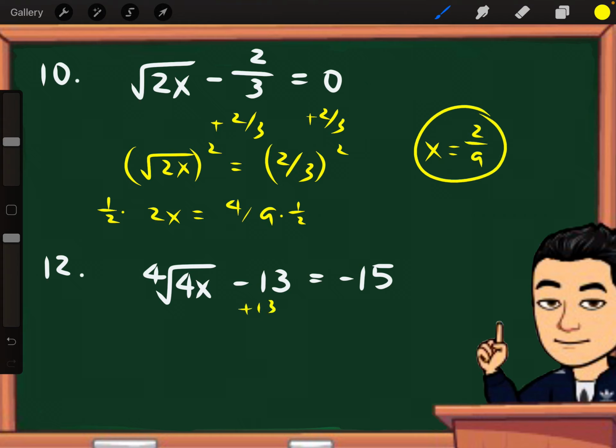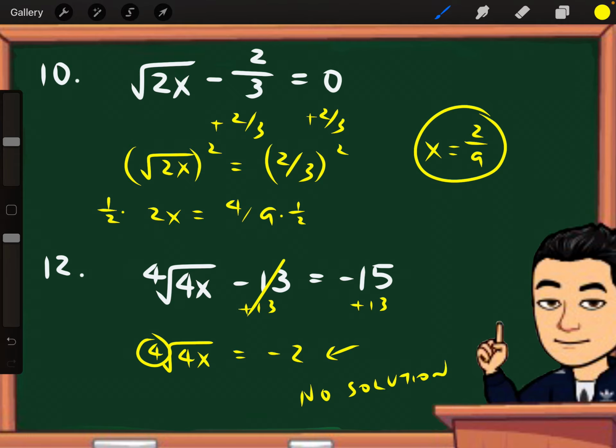Add 13 on both sides for number 12. So go ahead and just cancel it. So we got the fourth root of 4x, which is equal to -2. This is actually an even root, so there's no way it can equal a negative number. Okay, so there's no solution.